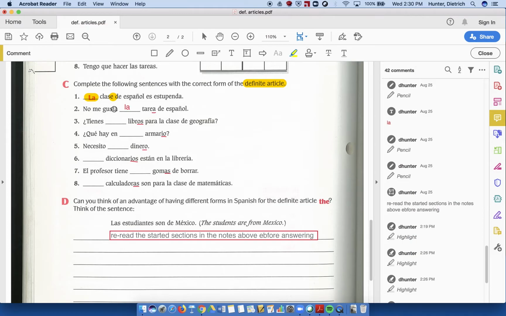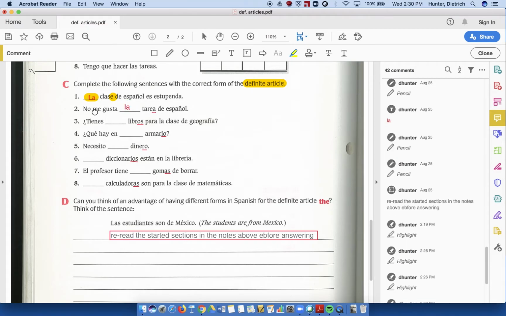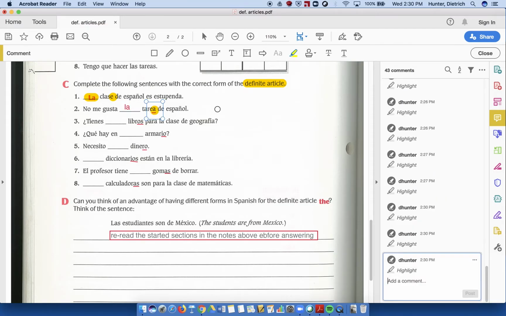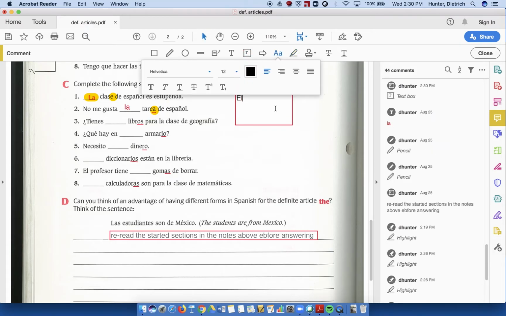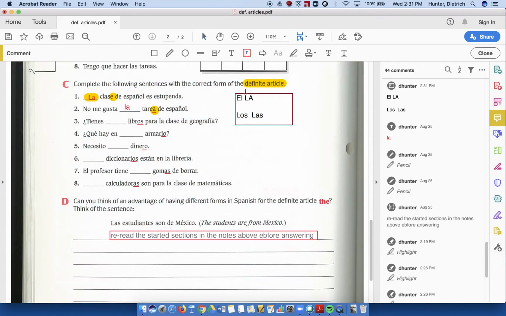Next one. No me gusta la tarea de español. Otra vez, no me gusta la tarea de español. I don't like the Spanish homework is what this says. Now, despite not liking this question, we can see that la goes here because we see that A ending for tarea. Continue with that same practice using the suffixes of each noun that I've underlined to help you choose the correct definite article. And again, definite articles being what we see up above as el, la, los, or las. Okay? Take some time to finish up that practice and move on to part D.